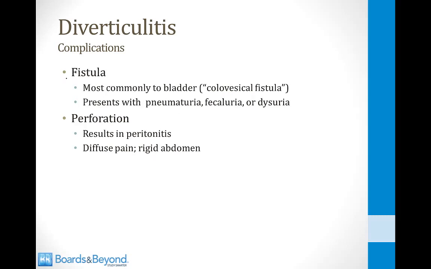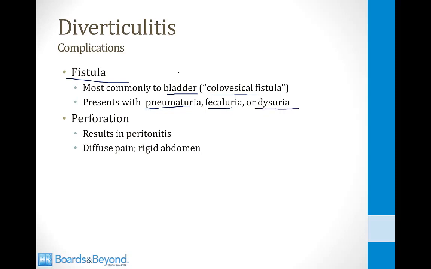Another complication is a fistula. This is a connection with another structure in the abdomen. Most commonly, it's the bladder. This is called a colovesical fistula. This will present with air in the urine. This is called pneumaturia, or fecal matter in the urine. This is called fecaluria. And these can both lead to infection and inflammation in the bladder and the urinary tract, and that will give symptoms of dysuria.